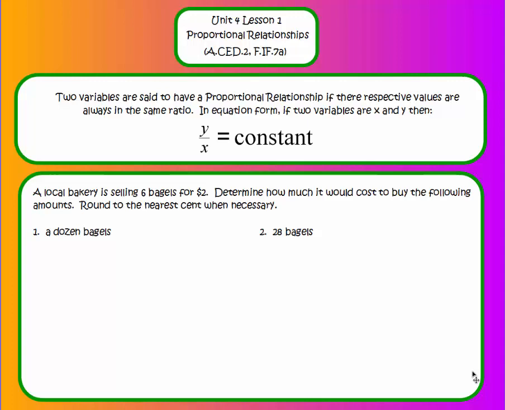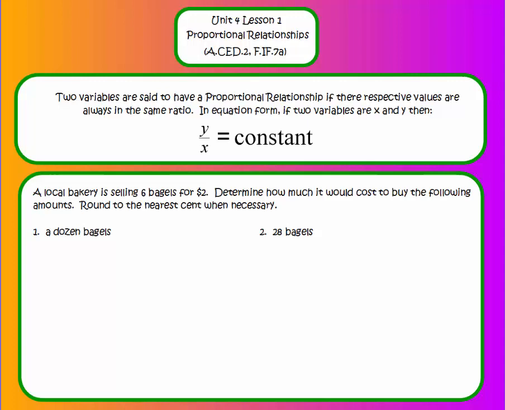So just remember, two variables are said to have a proportional relationship if their respective values are always in the same ratio. In equation form, if two variables are x and y, then y over x equals some constant. And this should look kind of familiar because we've talked about the change in y over the change in x. We've seen things like slope already this year. And remember, slope is always the y value over the x value and how things are changing. So this proportional relationship is going to become extremely important in terms of linear functions.